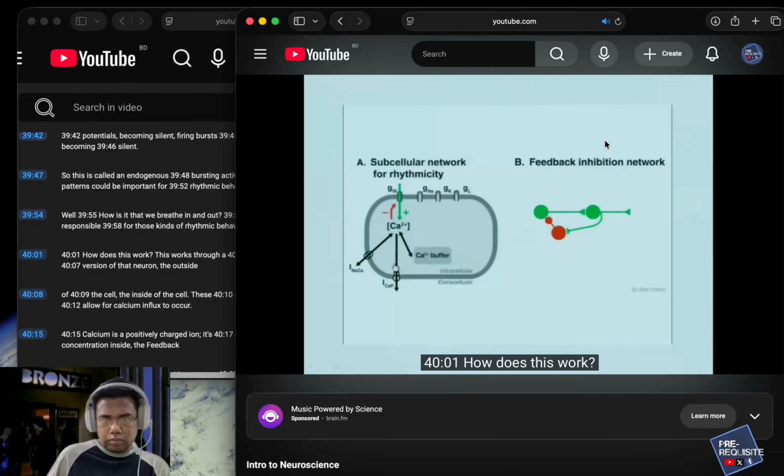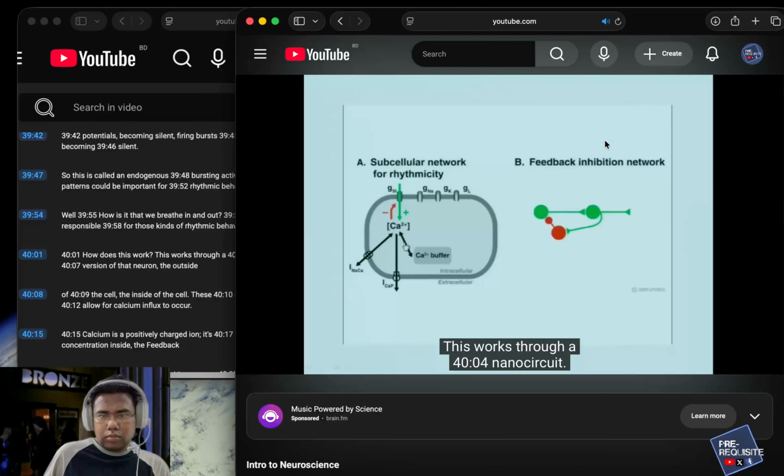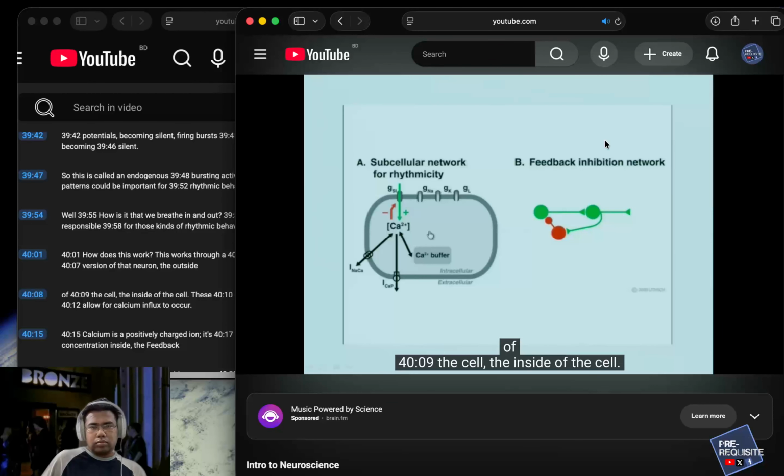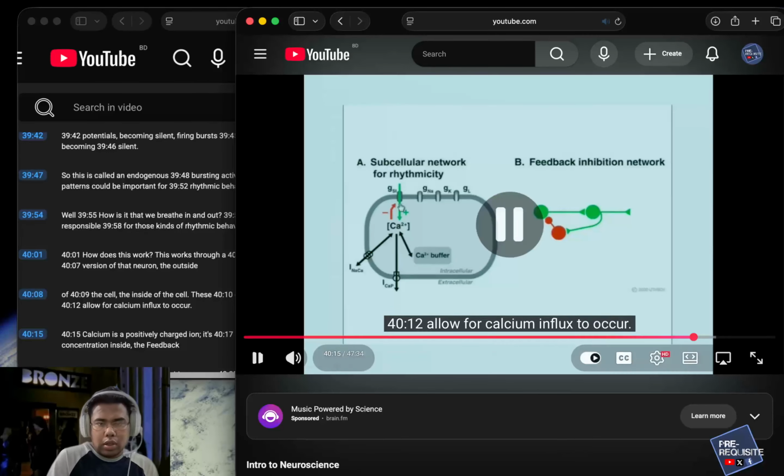How does this work? It works through a nano circuit. Here is an idealized version of that neuron, the outside of the cell, the inside of the cell. These cells have specialized channels that allow for calcium influx to occur.